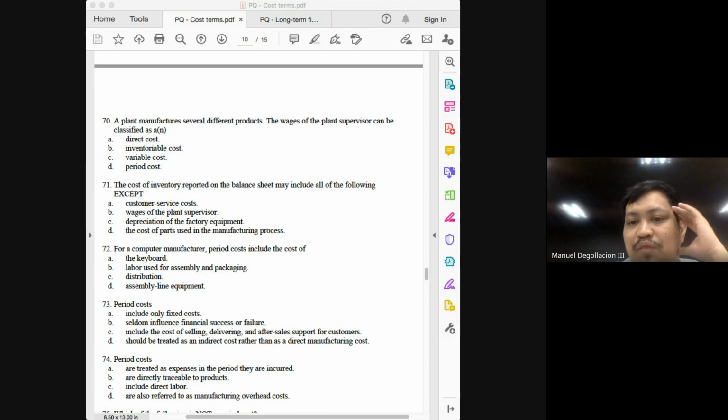72, for a computer manufacturer, period costs include... period cost, class, meaning they would be expensed outright. The keyboard is a direct material since what we are producing is a computer. Labor used for assembly and packaging would be direct labor. Distribution, class, is already post-production, so this would not be inventoriable. This would be expensed outright. So the answer here must be letter C. Okay, the depreciation in your assembly line equipment would be inventoriable. So again, the answer should be letter C.